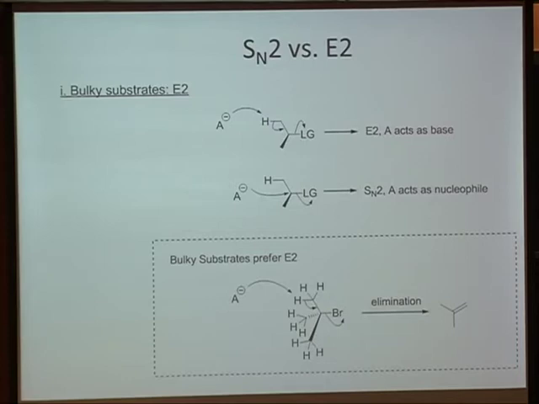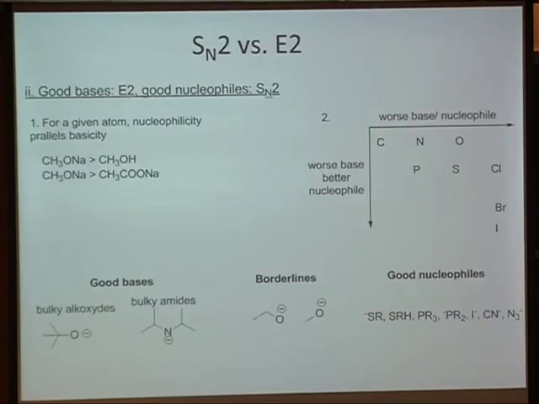Nucleophile for SN2, and for an E2 reaction, nucleophile or base? Base. So now we're going to see what makes something a good nucleophile versus what makes it a good base. Usually for a given atom, nucleophilicity and basicity parallel each other. All right? Say for example, between these two. Whatever is a good nucleophile would be a good base if it's the same atom.